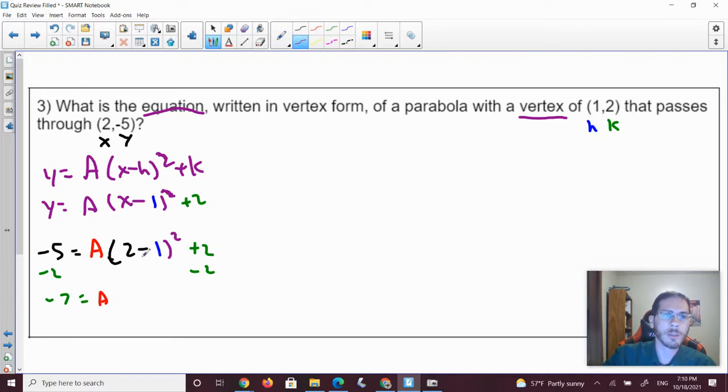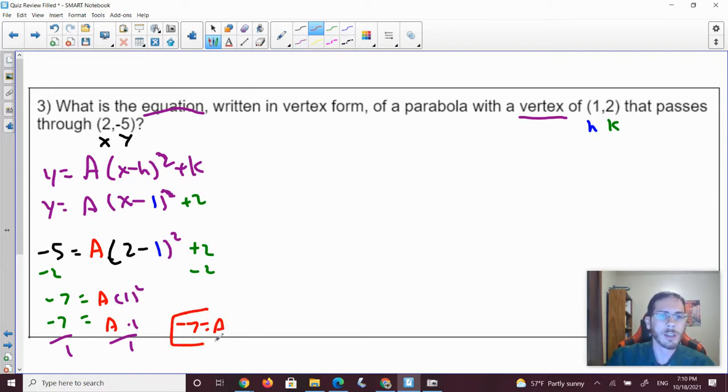And then 2 minus 1 is going to be 1 squared. Well, 1 squared is 1, so that's not too bad. So -7 equals a times 1. I could divide both sides by 1, I really don't need to. It's pretty clear that a is going to be -7 in this case.